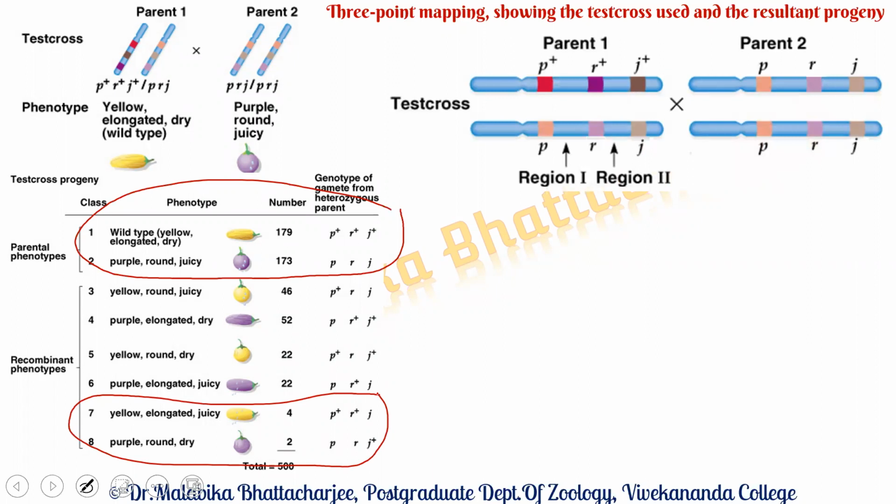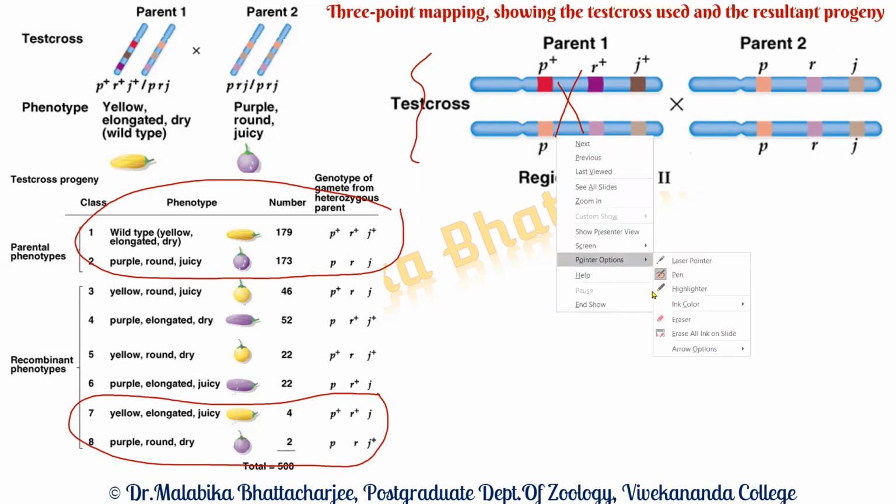Now, as I said, if R is the middle gene, then this is how I have the parents drawn. The region between P and R is region 1. Any crossover event taking place in region 1 is known as a single crossover event. Again, the region between R and J is known as region 2.